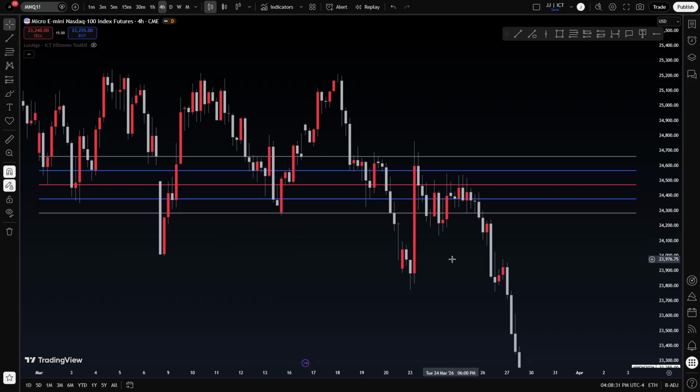Now, what price is going to do with this PD array is obviously reference it. It's going to touch it before it goes down. Every ICT trader knows that the market is going to reference PD arrays before it goes somewhere. It's just going to do that. But they know it's going to do that, but do they really know why?